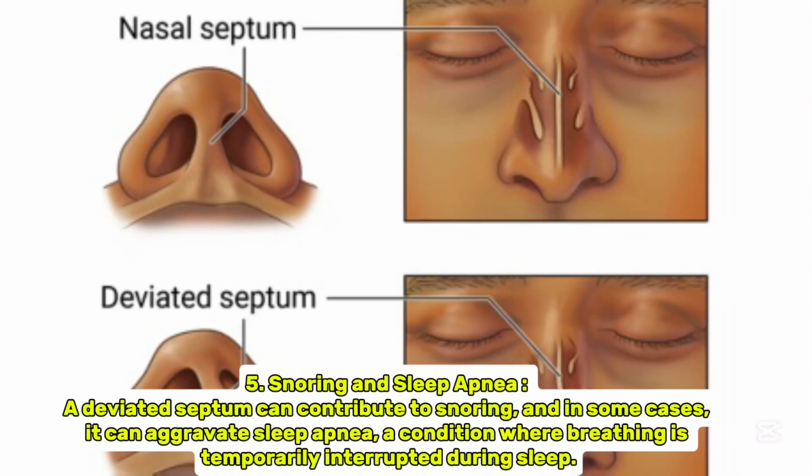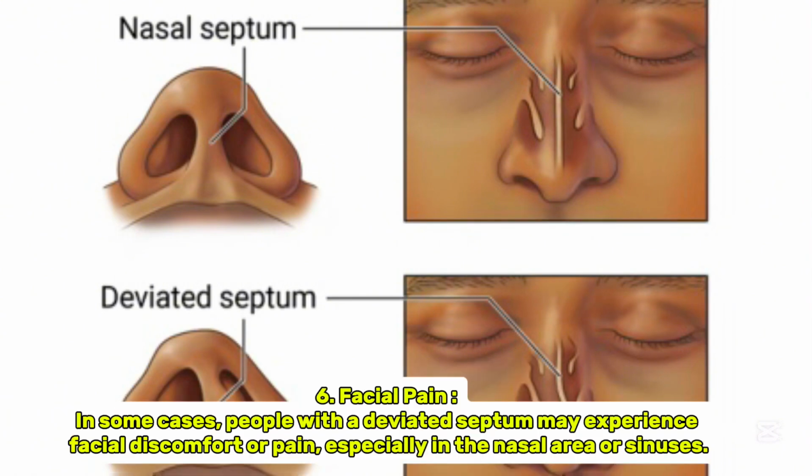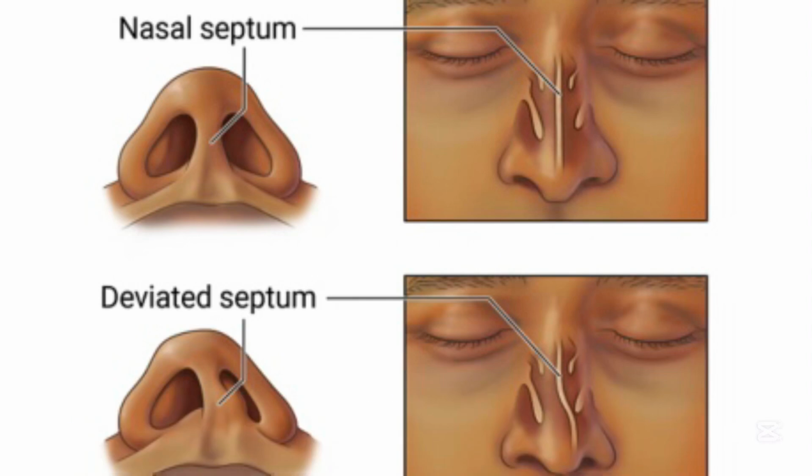5. Snoring and sleep apnea. A deviated septum can contribute to snoring, and in some cases, it can aggravate sleep apnea, a condition where breathing is temporarily interrupted during sleep. 6. Facial pain. In some cases, people with a deviated septum may experience facial discomfort or pain, especially in the nasal area or sinuses.